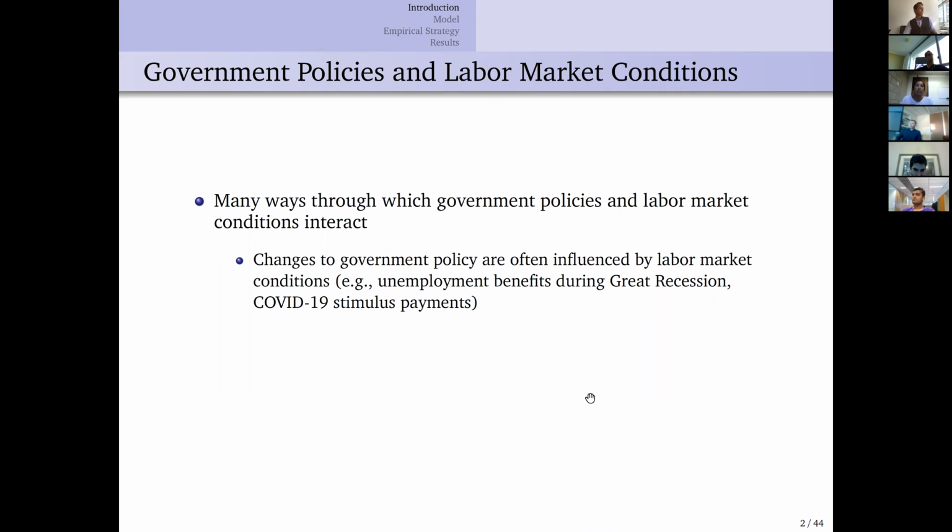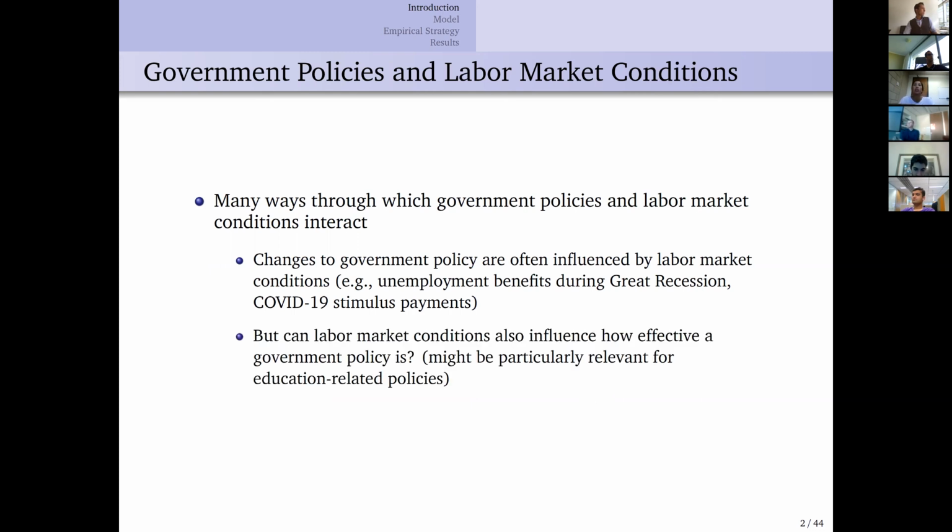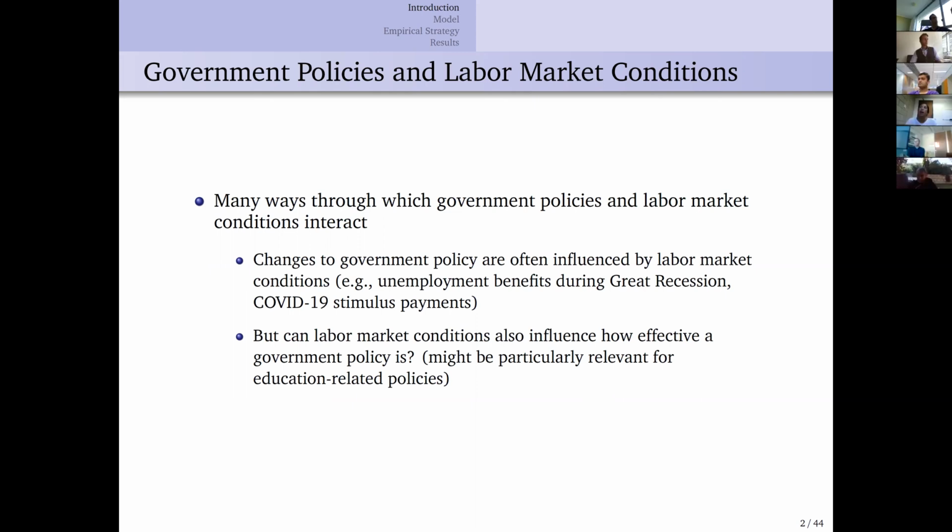But what I'm interested in in this paper is a slightly different and more nuanced issue. I'm interested in whether labor market conditions might also influence how effective a government policy can be. If you're having trouble thinking about why this might be the case, imagine this for education-related policies. I think this issue is particularly relevant for those. The specific education policy that I'm going to be looking at is a conditional cash transfer program.